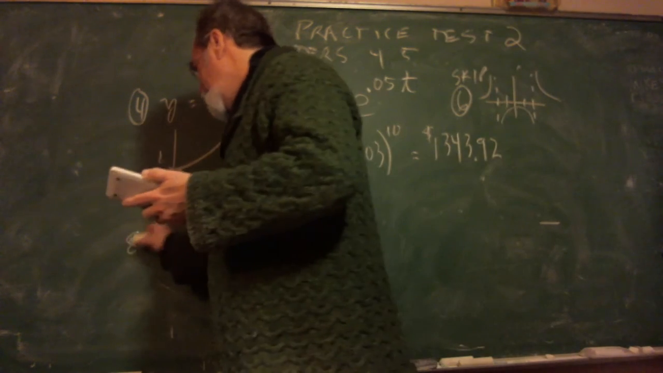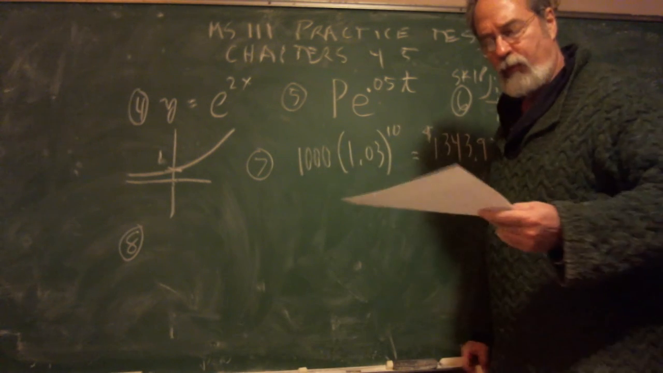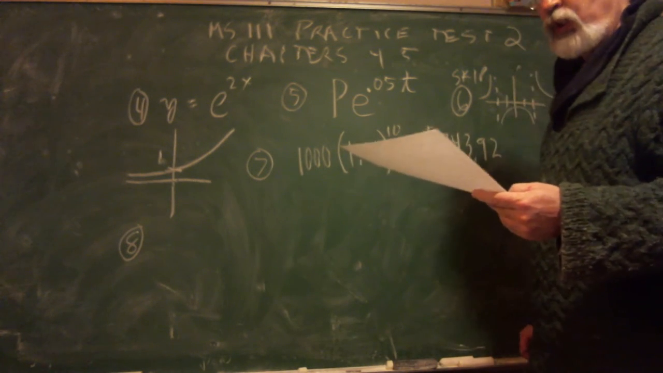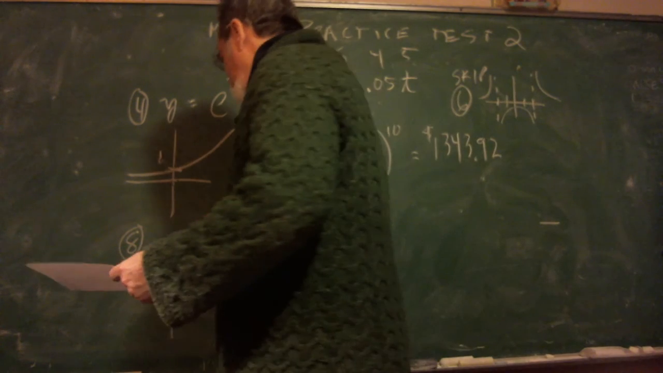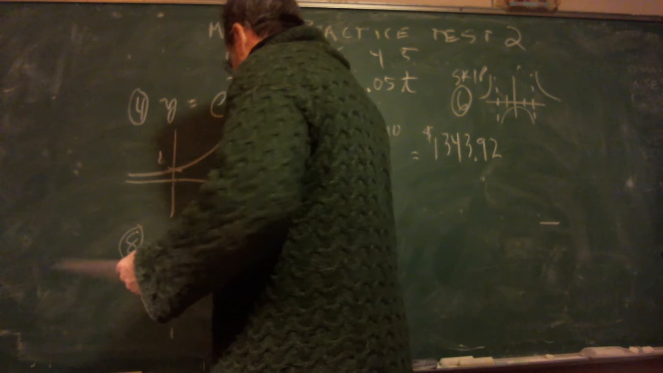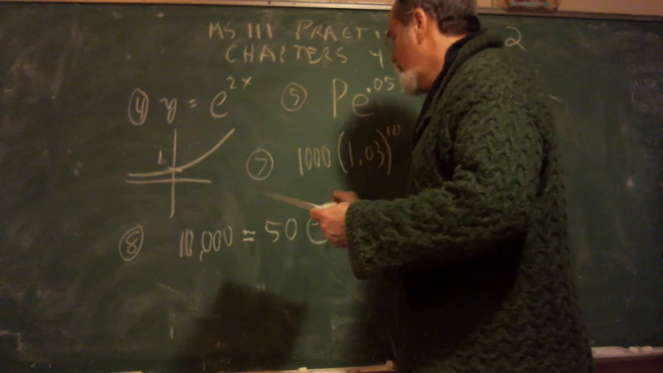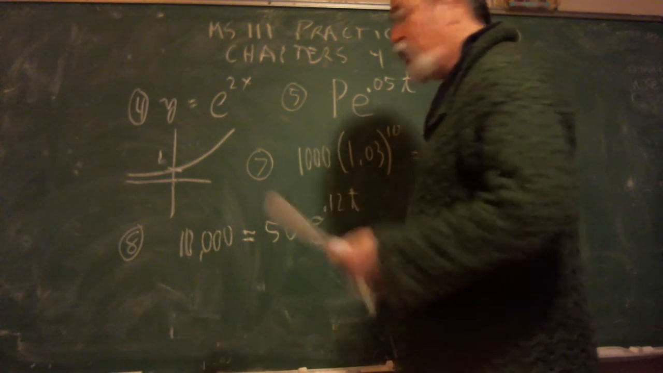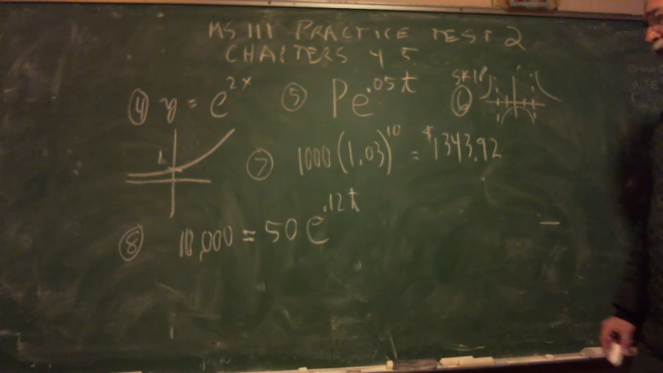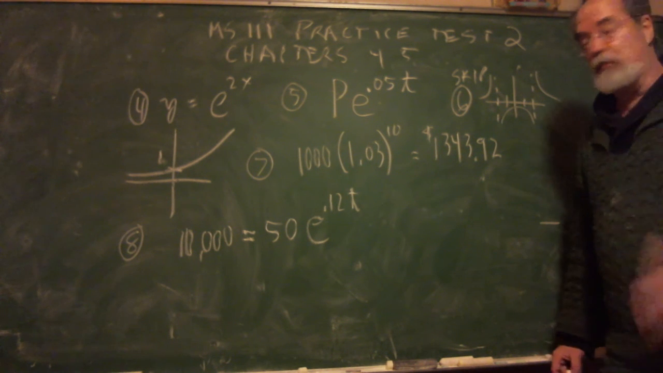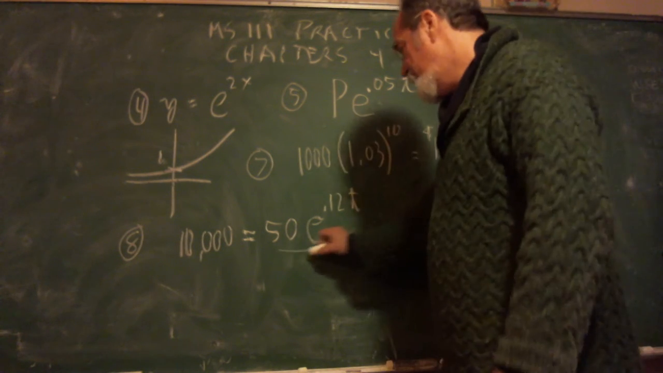Number 8, the question was, how long will it take for the bacteria to get to 10,000? So you have 10,000 equals 50, your starting amount of bacteria, times e to the 0.12t. Now that 0.12 is the growth rate. That's a pretty good growth rate. Slow for a bacteria, but it'd be fast if it was money. But anyway, how do you solve this thing? Well, divide by 50.